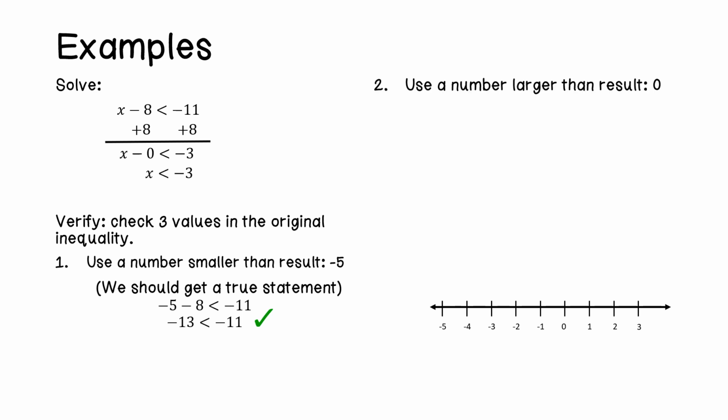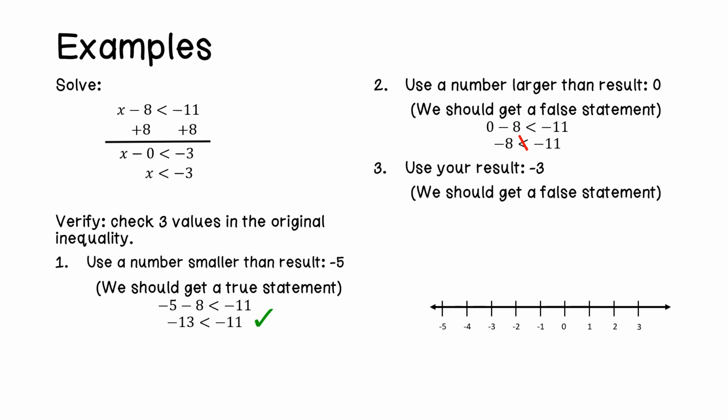Now we're going to try a number bigger than our result. So 0 is bigger than negative 3, right? So we should get a false statement because 0 being larger than negative 3 is not less than negative 3. So we put 0 in for x, and we get negative 8 is less than negative 11, which is false, which is what we expected.